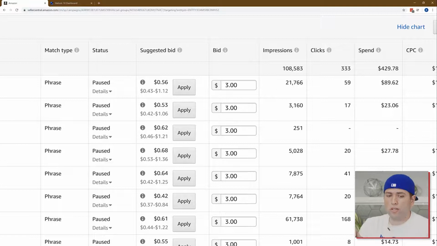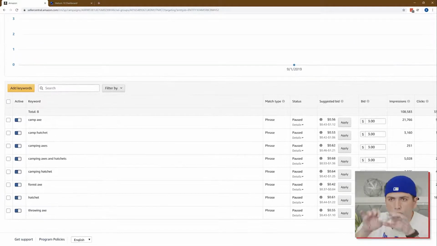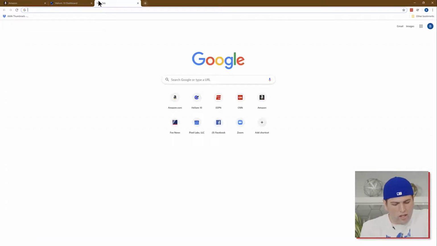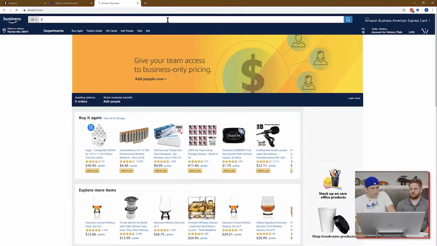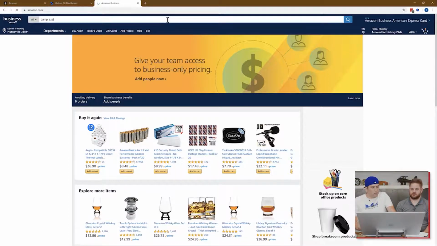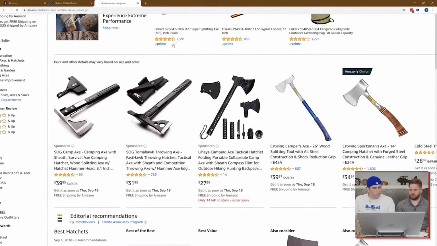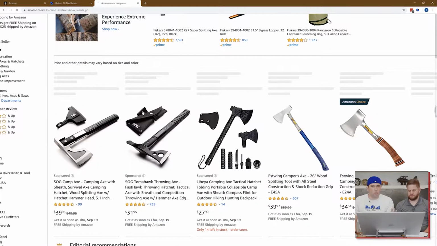You search for something. Let's see, what was one of these right here? Camp Axe, all right? You type in Camp Axe. Now let's go ahead and do that right now in Amazon, and I'm going to show you how to count impressions. So we type in Camp Axe. Now let's say this was our product right here, or one of these SOG Tomahawks. That's one impression. An impression just happened, and it resulted from one search.